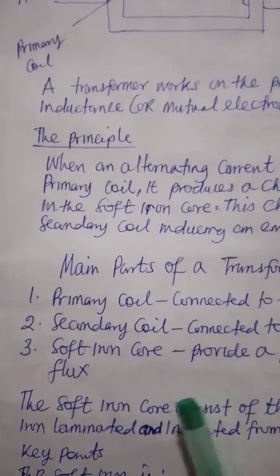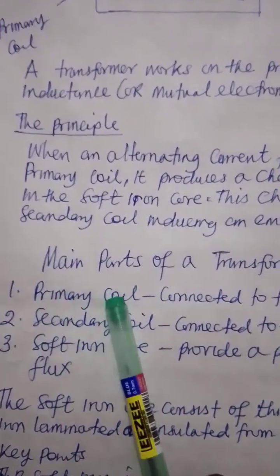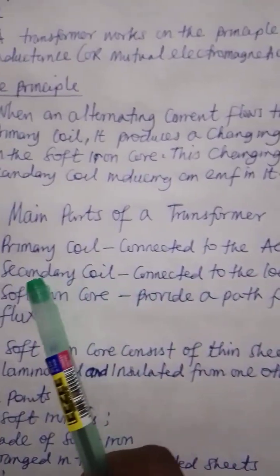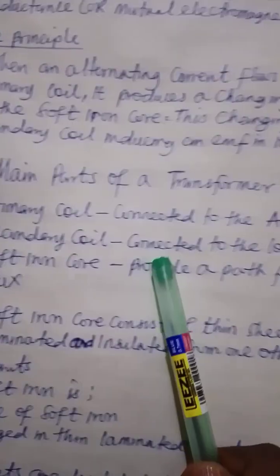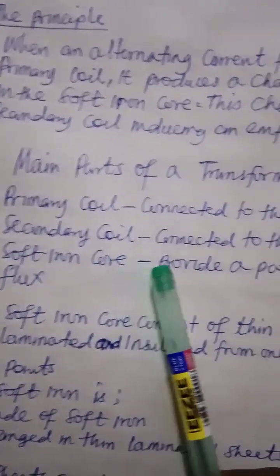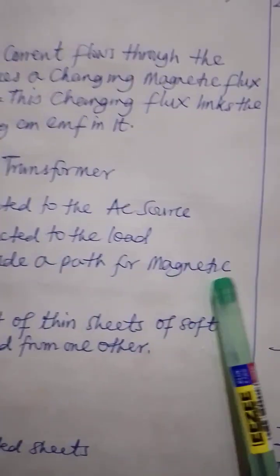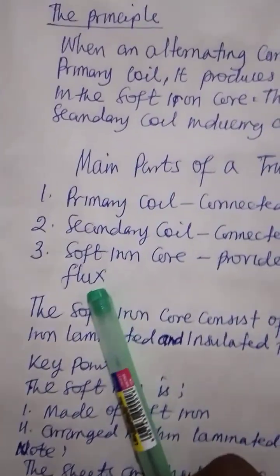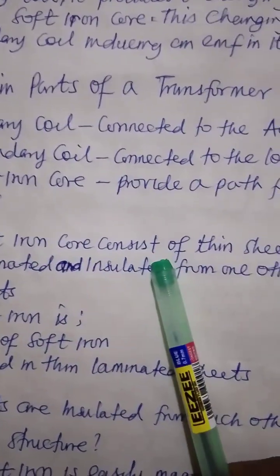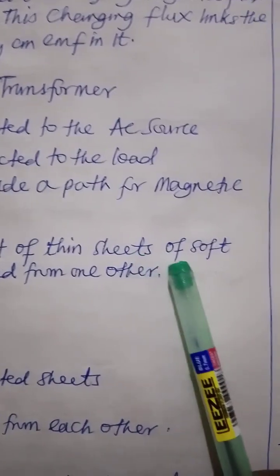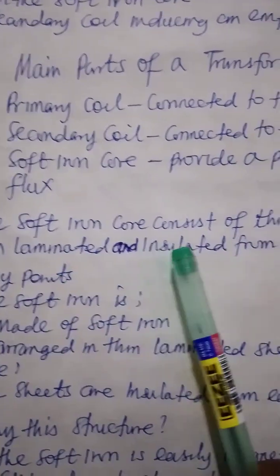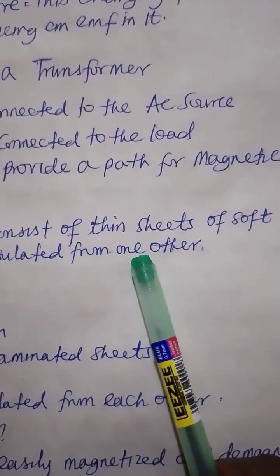What are the essential parts of a transformer? Number 1, the primary coil, which is connected to an AC source. Number 2, the secondary coil, connected to the load. Number 3, the soft iron core, which provides a path for magnetic flux, magnetic lines of force. The soft iron core consists of thin sheets of soft iron, laminated and insulated from one another.